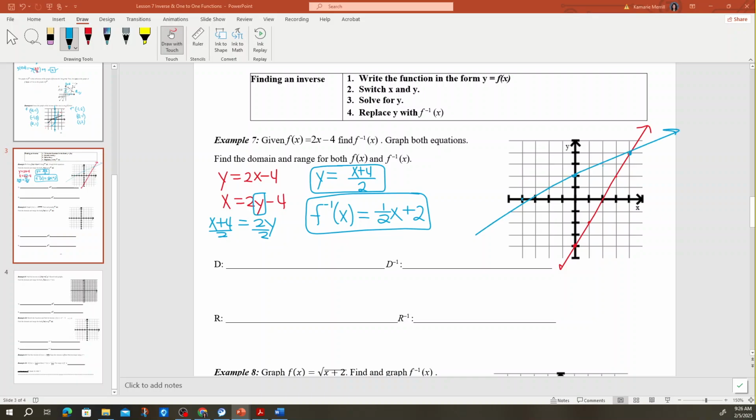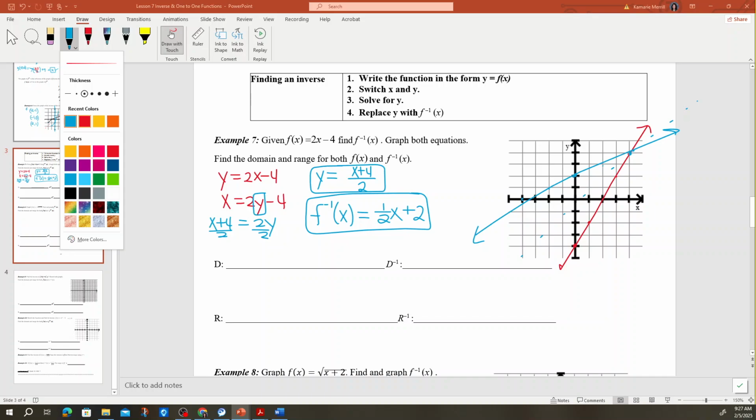Sorry. Now, do these look like they're reflective over the line y equals x? Yeah, so that's pretty good. Now these are linear, so this is actually really easy in the domain and range part. I'll jump down and do one that does have restrictions so we can compare the domain and range part. But let's just go ahead and practice this.